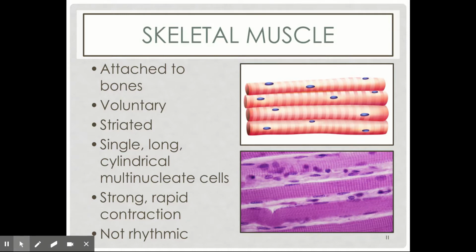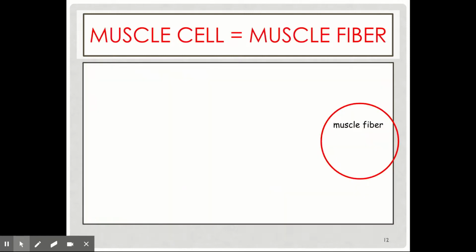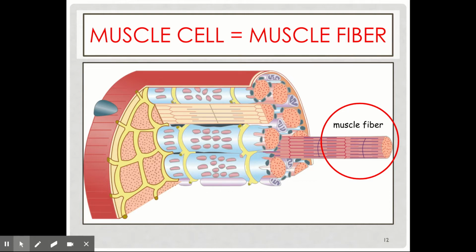Okay, so these cells are very long, and you will find out why later in this slide series. And you have strong, rapid contractions. When it contracts, it's all or nothing. You're going to hear me say that lots: all or nothing in the contraction, and it is not rhythmic, meaning that there's no rhythm to it. You just move your skeletal muscle when you feel like moving it.